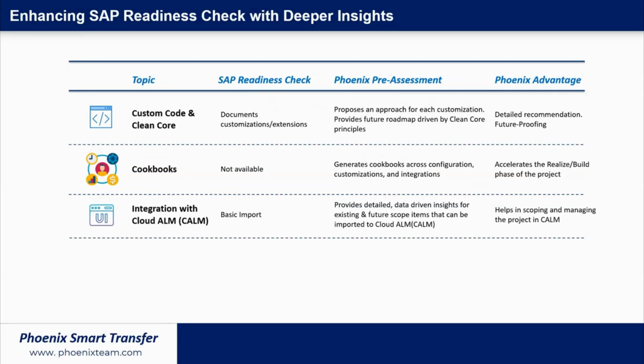Also, the current SAP readiness check offers you a basic list or a basic import, whereas smart transfer provides an elaborate integration with Cloud ALM, which, as we all know, is the go-to tool for the S4HANA journey as per SAP. So this is not just going to give you a list, rather it's going to give you a more laid out project timeline or project approach in Cloud ALM, along with existing scopes or the future scope items that need to be configured in the S4HANA system.